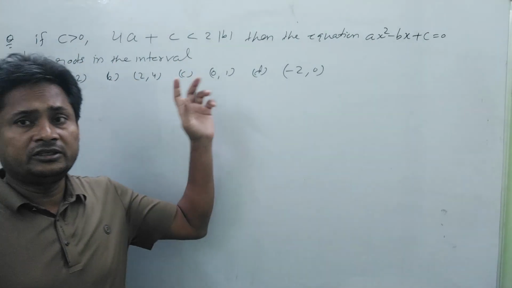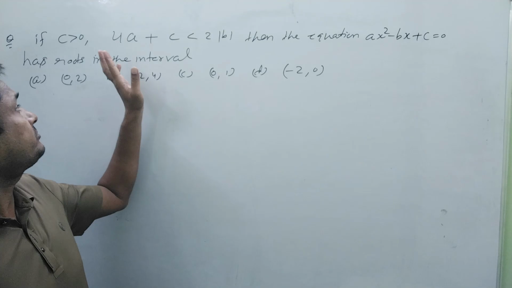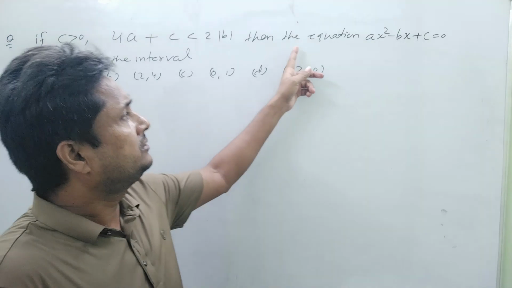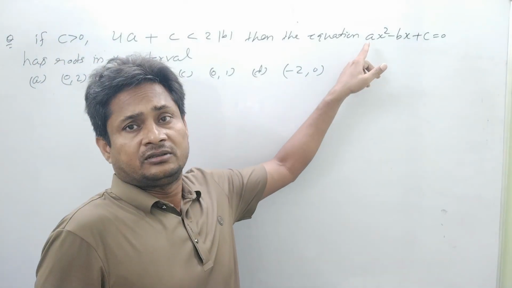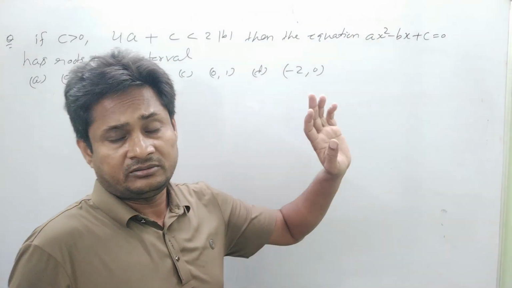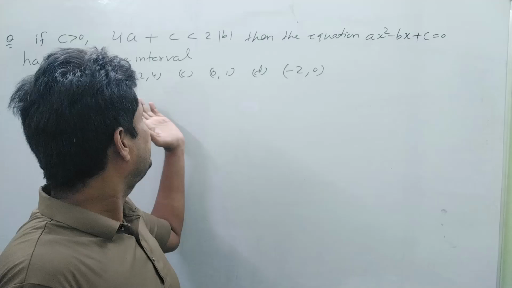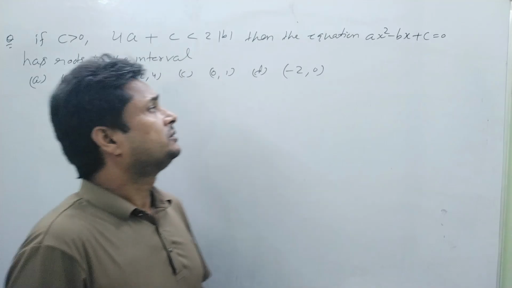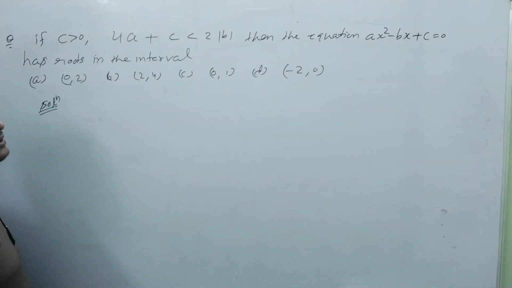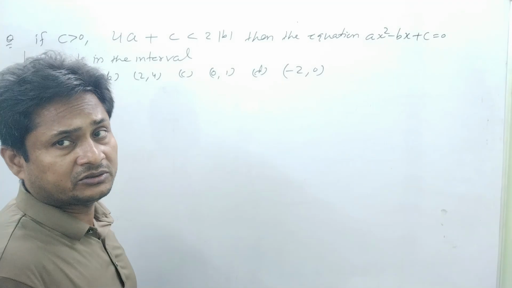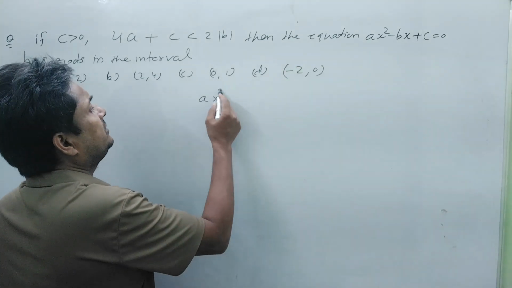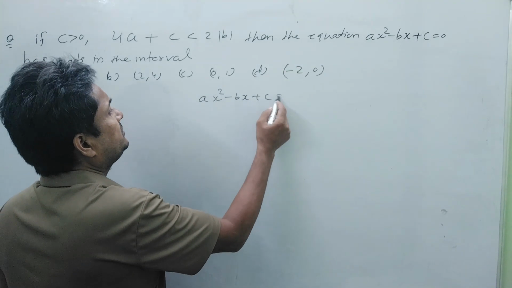These are the conditions given. C is positive, 4a plus c is less than twice of mod b. Then we have to find which interval the roots of this quadratic equation lie in. So how will you solve this one? Quadratic equation is given, ax square minus bx plus c. So we can write ax square minus bx plus c is equal to 0.